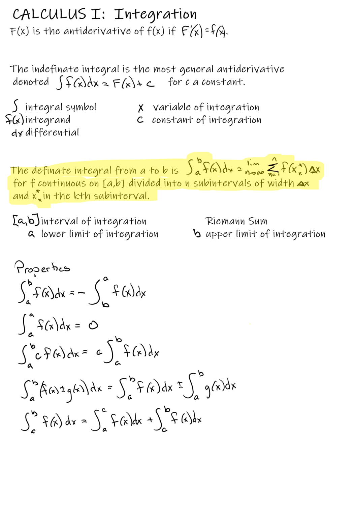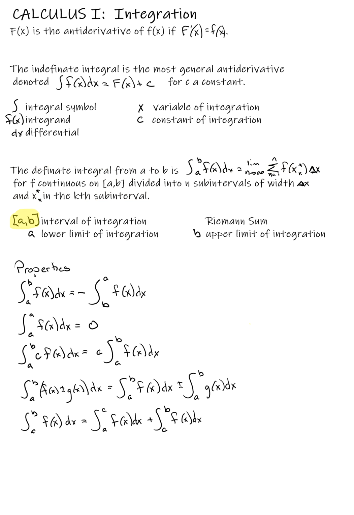A couple things to note about this: the delta x's could actually be different widths for each subinterval, and we could select this x sub k star in a different manner for each one of those. Typically, however, we'll select subintervals of equal width, and it's really nice to use the midpoint for the x value.